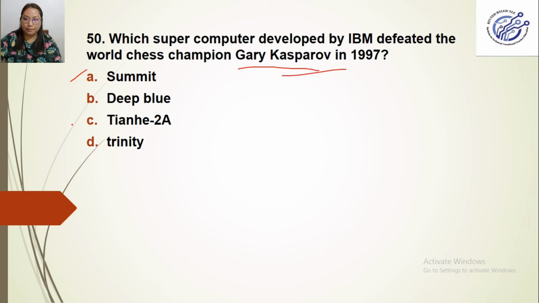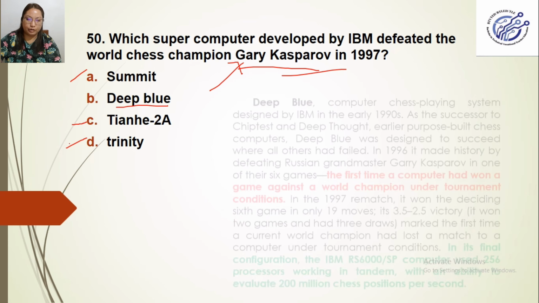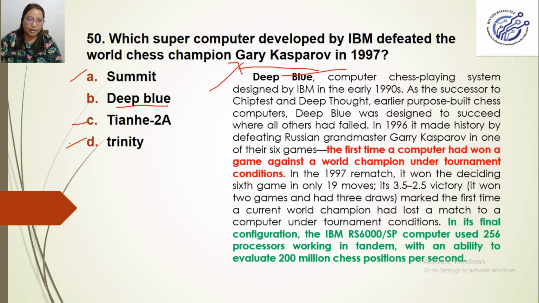Summit and Tianhe of China are also supercomputers, but only Deep Blue defeated Garry Kasparov. So let's look: Deep Blue is a computer chess playing system designed by IBM in the early 90s, and it is the first computer to win a game against the world champion under tournament conditions.